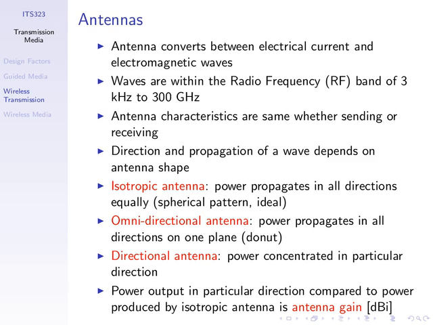In practice, we do not have an isotropic antenna. Our antennas focus the power in particular directions. So the power is stronger in some directions, but weaker in other directions. A special type of antenna is an omnidirectional antenna, where the power should be equal in all directions on one plane, all directions around me, but on the other plane, the vertical plane, up and down, it's weaker.